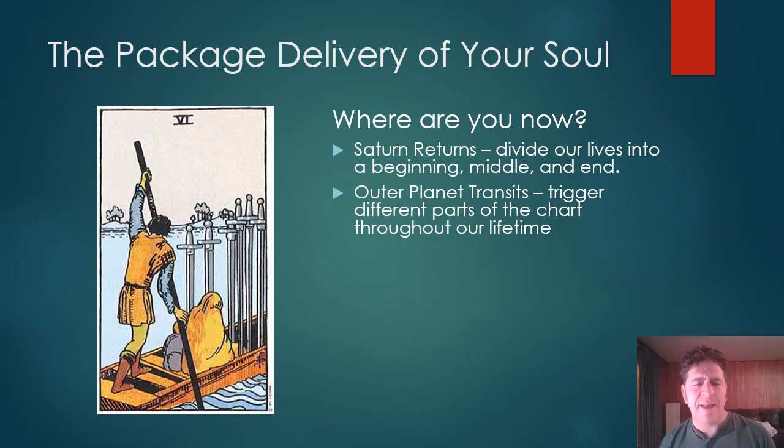And then we also look at the outer planet transits: Saturn, Uranus, Neptune, Pluto, the outer 4, because they move slowly and they go around and trigger different parts of your chart. They trigger aspects, they move through the houses and activate the houses. And so they show a moving progression of where you are now in your development. So that's basically the 4 big questions that we ask and how we look at them astrologically.